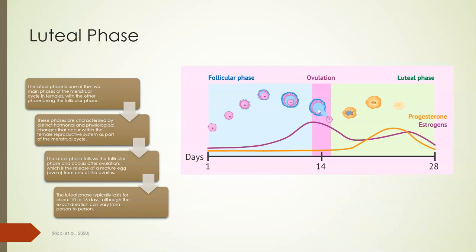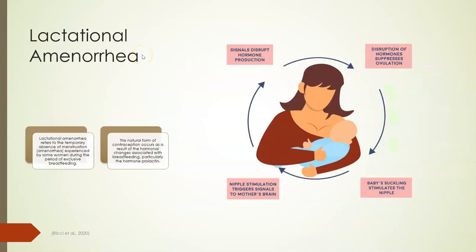So the luteal phase follows the follicular phase, as I said, and it occurs after ovulation, which is the release of the mature egg from the ovaries. The luteal phase typically lasts for about 10 to 16 days, although the exact duration will vary depending on the woman, because remember that the average menstrual cycle is 28 days, but it may differ for different women, but that's the average. So the next word is lactational amenorrhea.